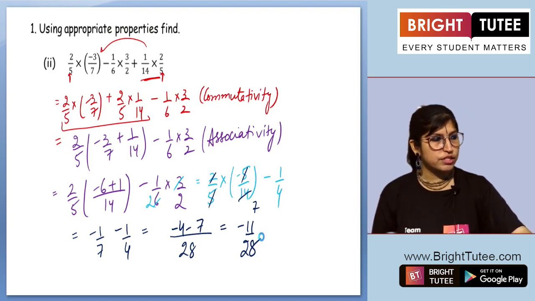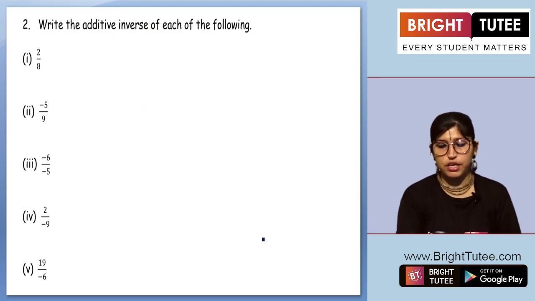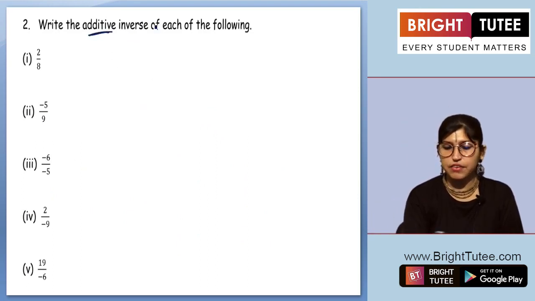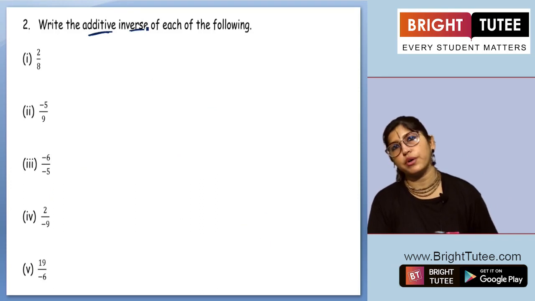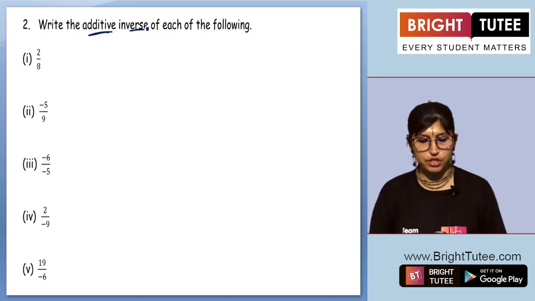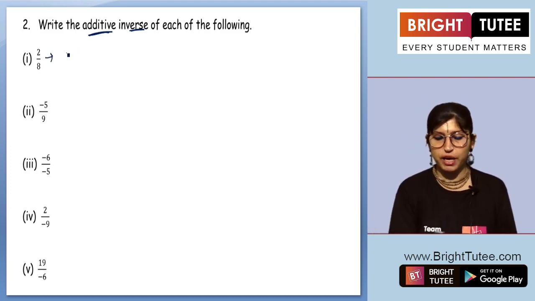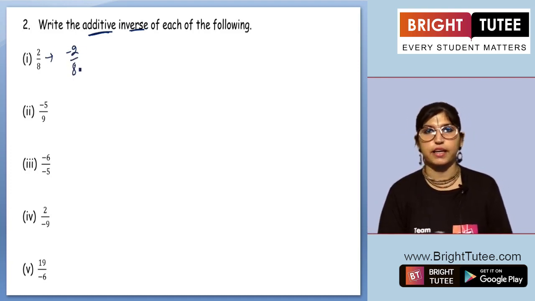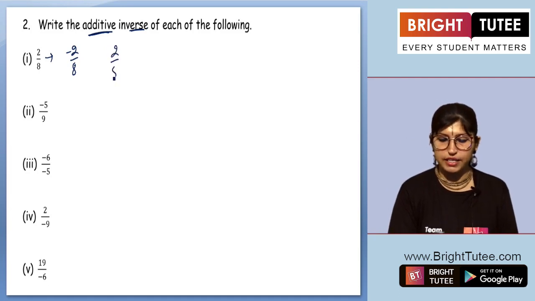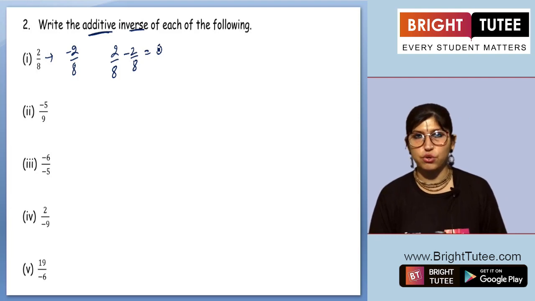Now let's move on to the second question. It says that we need to write the additive inverse of each of the following. The first one is 2 over 8, that means 2 upon 8. We need to write the additive inverse of this. To find the additive inverse, what do we actually do? The additive inverse of 2 by 8 will be minus 2 by 8. How come? Because after adding these two, we'll get the final answer as 0.